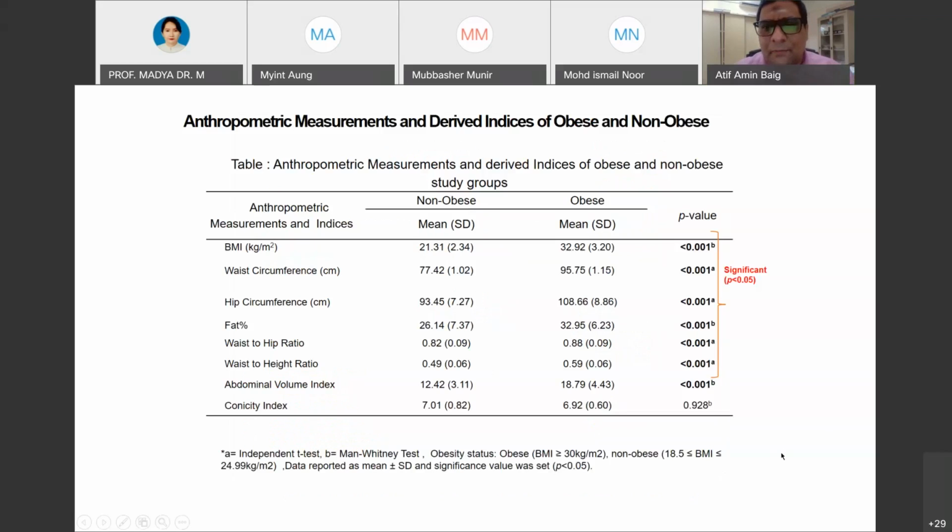An example: we come up with this kind of data. For example, this is our group of samples, obese versus non-obese, and we found that in these people, waist circumference, hip circumference, and fat percentage are all highly significant. And we have nothing to do except explain them and talk to them, to help them out basically.